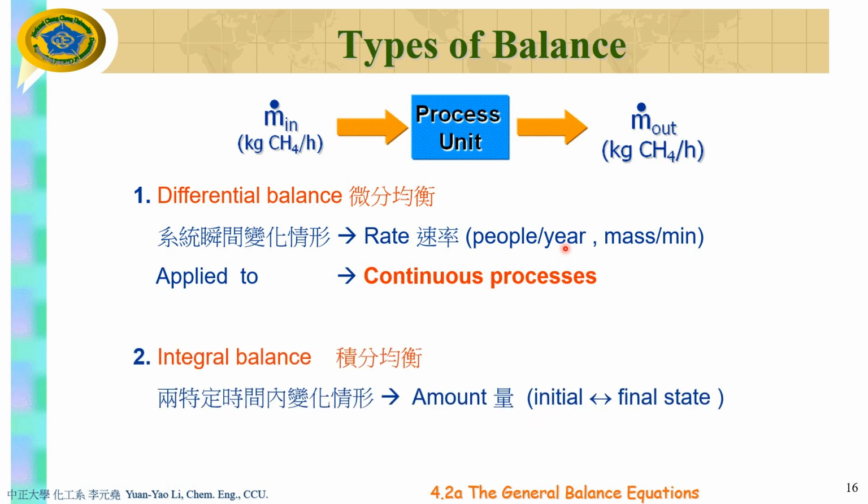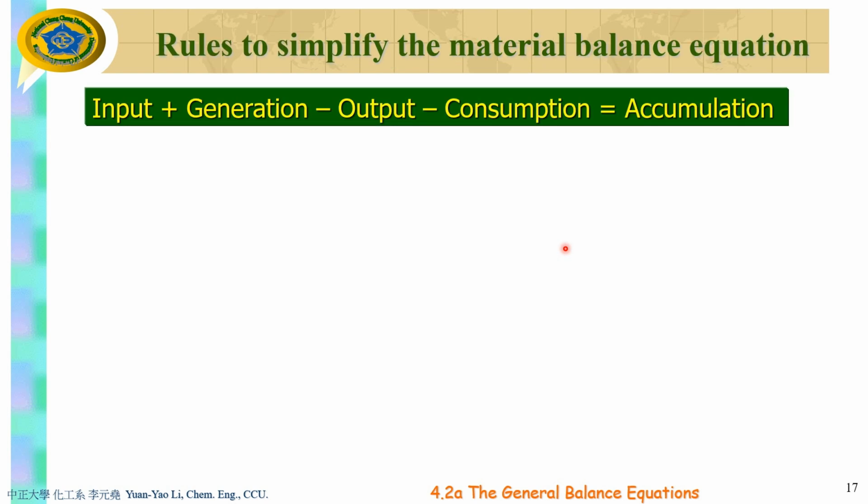And then the other one is the integral balance. For integral balances, you only think of the initial state and the final state, so it's regardless of the time. It can be 1 day, 1 hour, 1 year. You just count the initial state and final state. One year later, final state, or 1 hour later, final state. And of course, this applies to batch processes. So this is also important: the rules to simplify the material balance equation.